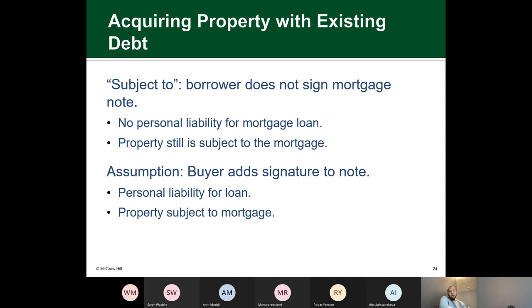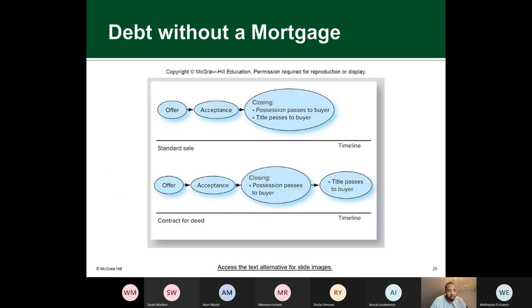Right? So there's a potential of acquiring property with existing debt, right? Where you have it subject to, right? There's no personal liability. The property is still in charge of everything, right? So if we're assuming ownership, the buyer signs a signature to that, there's a personal liability, right? And then if you have debt without a mortgage, right, there's a couple steps and there's things that we don't have to worry about. So just some things for you to keep in mind.